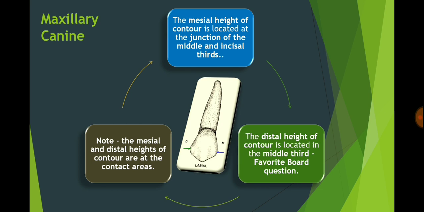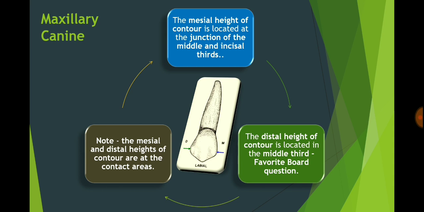Now, if they ask, for example, what do teeth number 6 and number 10 have in common? So that's a maxillary lateral incisor and maxillary canine. What do they have in common? And one of the answer options says they both have the distal height of contour in the middle third. That is correct. Okay, so keep that in mind.